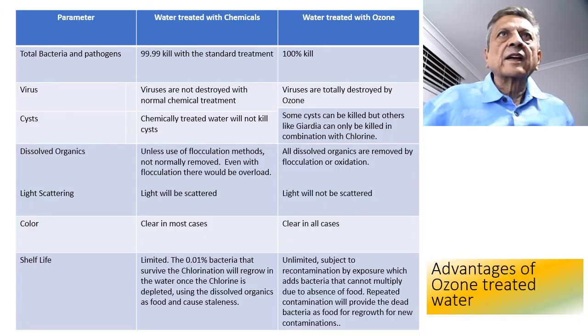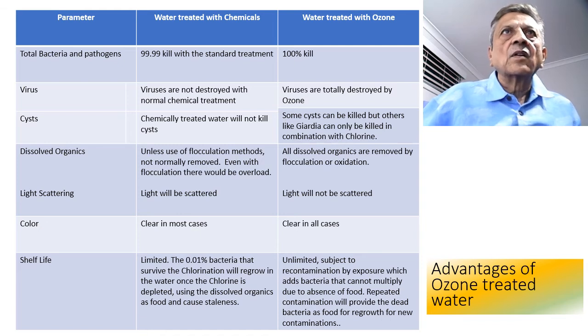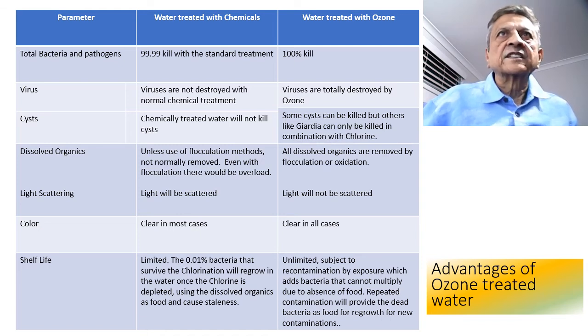We can compare the parameters of water that is treated with chemicals and that of water treated with ozone. In terms of total bacteria and pathogens, chemicals will kill 99.99% with a standard treatment, whereas ozone will kill 100%. In terms of virus, it is not destroyed with normal chemical treatment. Virus is totally destroyed by ozone.